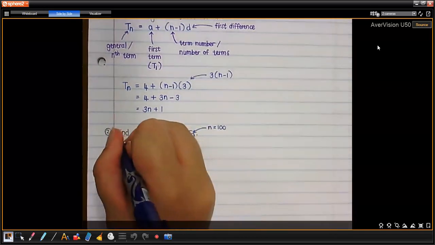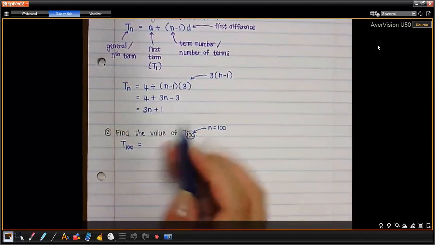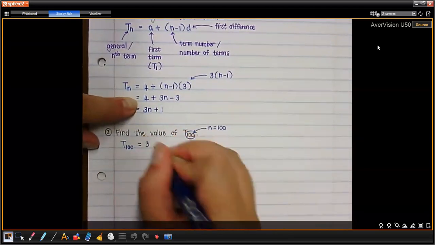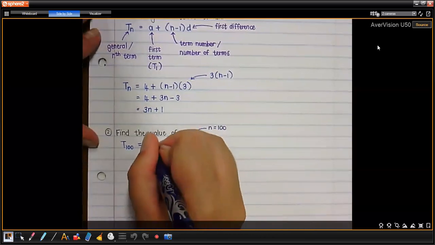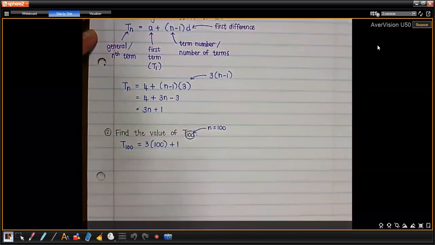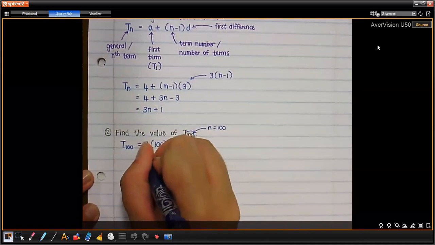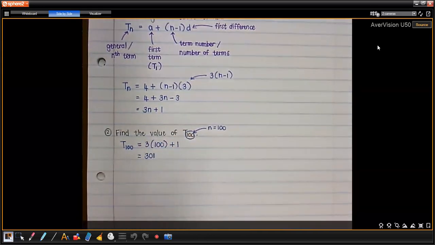So now we're just going to use our formula from up here. Term 100 is going to be 3 times n, but now n is 100. So 3 times 100 plus 1. We're using our formula that we calculated in the first step, and we're just substituting n. 3 times 100 is 300, plus 1 is 301. That is the value of the 100th term in this number pattern.